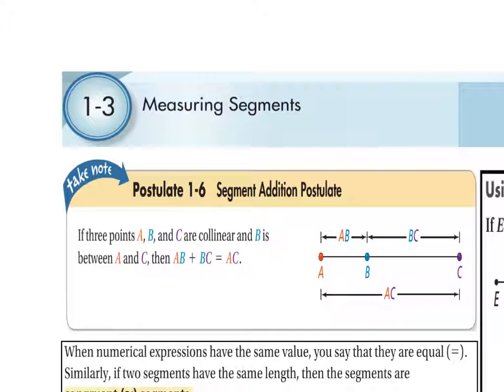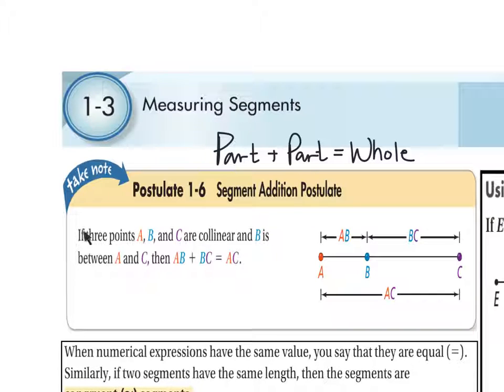with segment addition postulate is part plus part equals whole. Okay, part plus part equals whole. Something you want to write down in your notes discussing the segment addition postulate. But let's talk about what the actual postulate says.